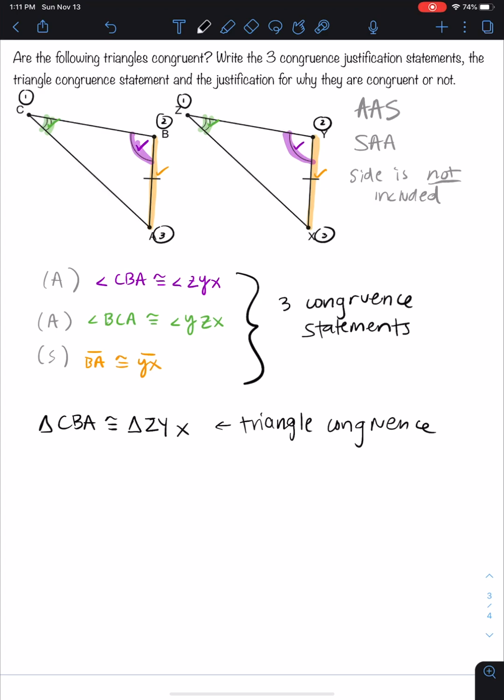And our justification for why we know these are congruent is by angle, angle, side, which we justified above. So this is our final justification.